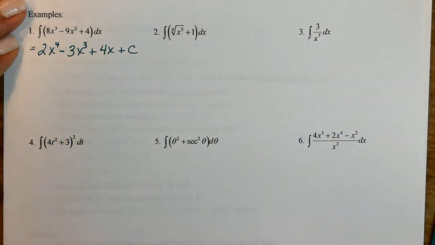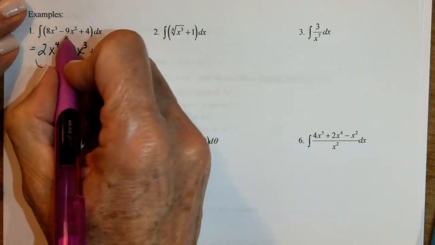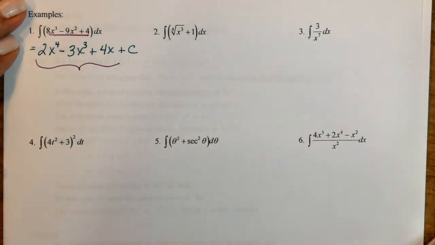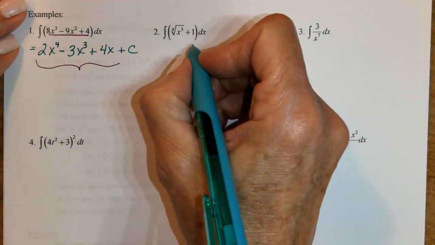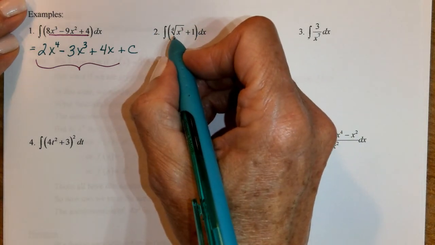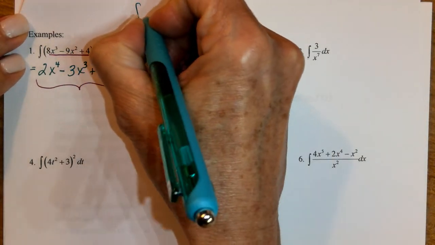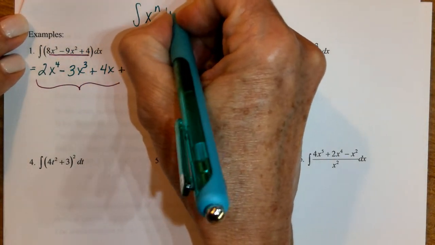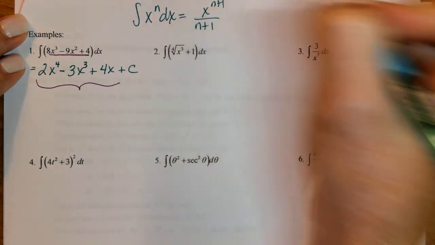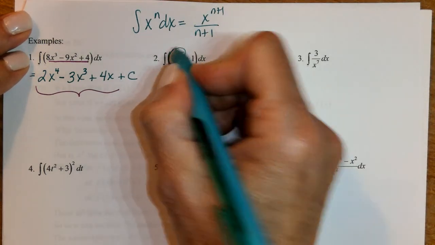You can always check these by taking the derivative. If you take the derivative of that, you better get your function, your integrand. Okay? All right, for this example, the only thing we have is the power rule, which says this. That's all we have. So, I cannot use the power rule on this guy quite yet.